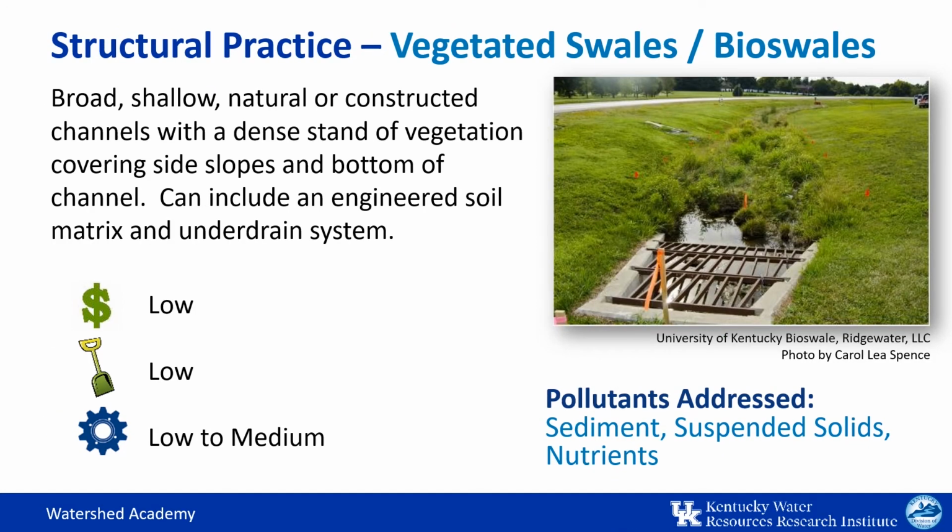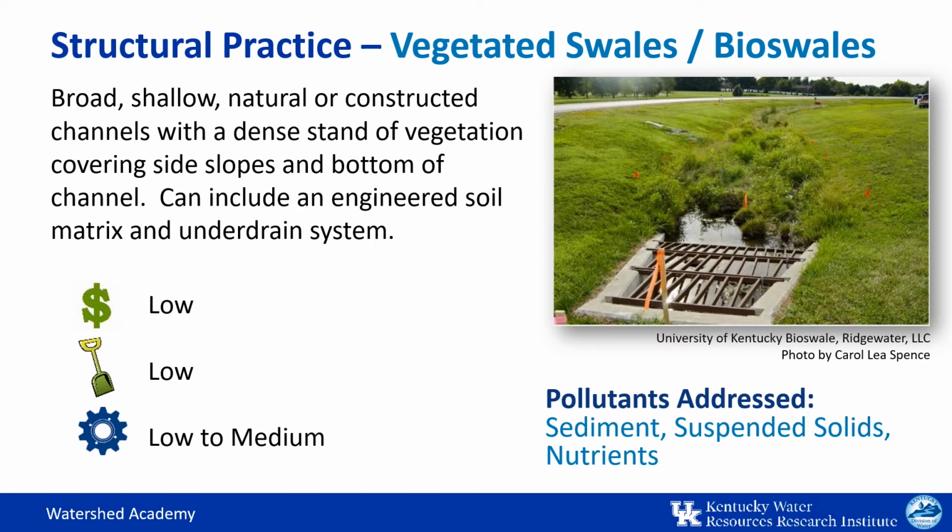Vegetated swales or bioswales can be thought of as a linear bioretention area. So think of an elongated rain garden. So these broad, shallow natural or constructed channels have a dense stand of vegetation covering the slopes and the bottom of the channel. They could also include engineered soil or an underdrain system. So as the water travels along, it's being filtered out by the vegetation, filtering into the soil and reducing the pollutant load there.